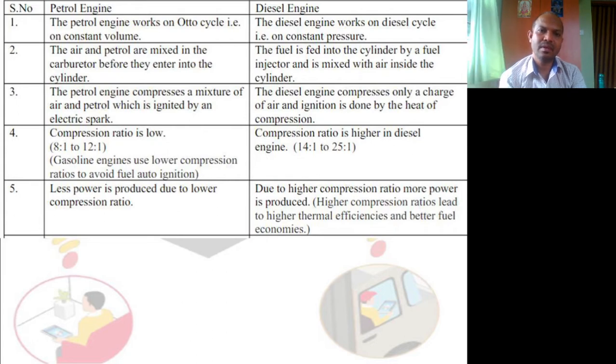The petrol engine works basically on the principle of the Otto cycle, whereas the diesel engine basically works on the principle of the diesel cycle. It is a basic principle. Is it clear? Now in the petrol engine, the heat addition takes place at a constant volume process, whereas in the diesel engine, the heat addition takes place at a constant pressure process. The air and petrol are mixed in the carburetor before they enter the engine cylinder through the inlet valve. In the diesel engine, the fuel is fed into the cylinder by a fuel injector and is mixed with air inside the cylinder. Is that clear?